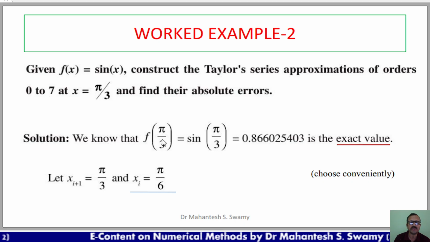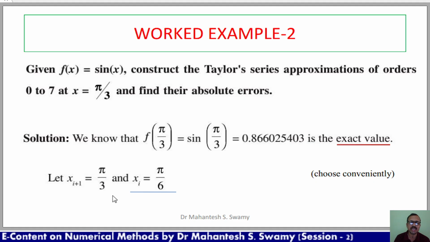The function value at pi by 3 is sin of pi by 3. Sin 60 is this much. You can calculate it using your calculator. This is the exact value. So now you take this value to be xi plus 1, and we have to choose one neighboring point of this, that is to be designated as xi, and we have to choose some value of our convenience.